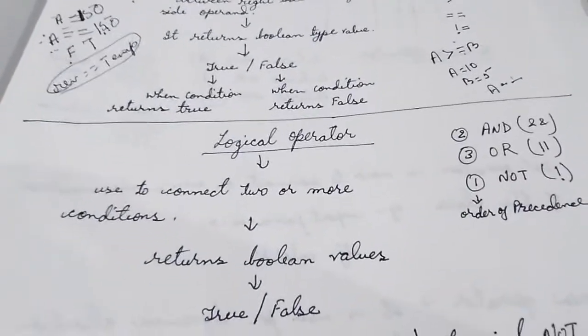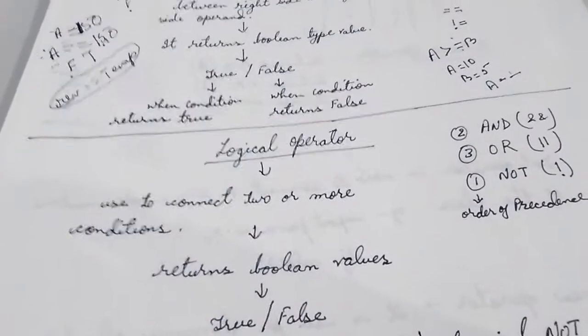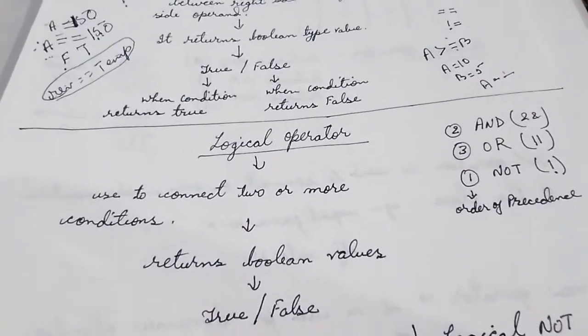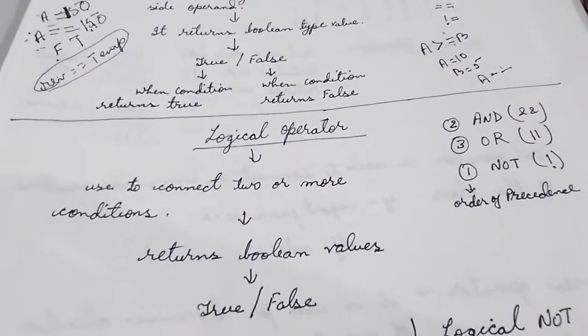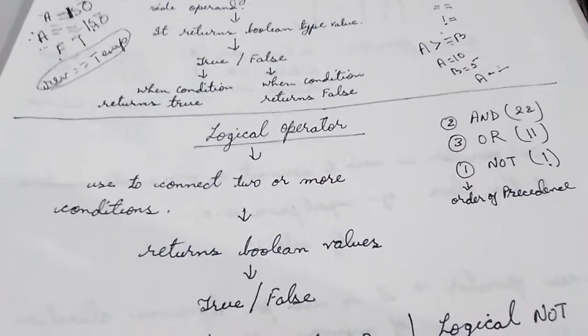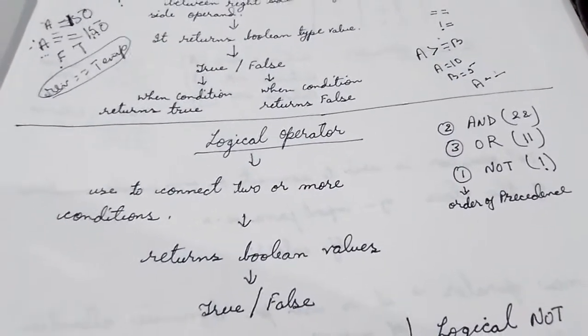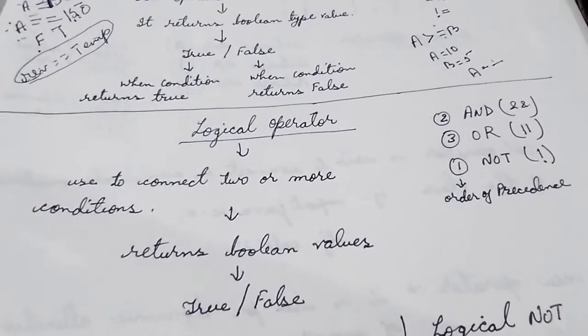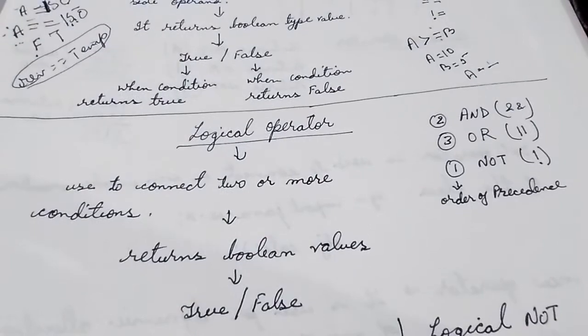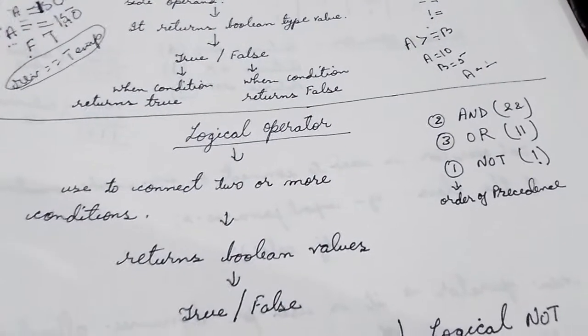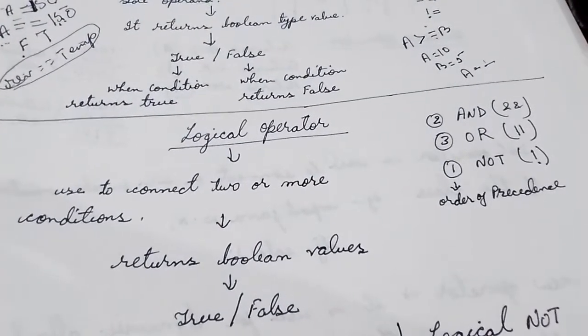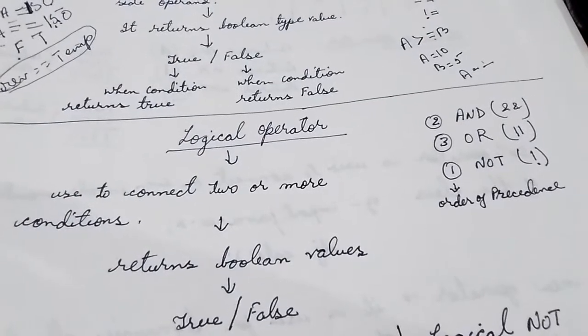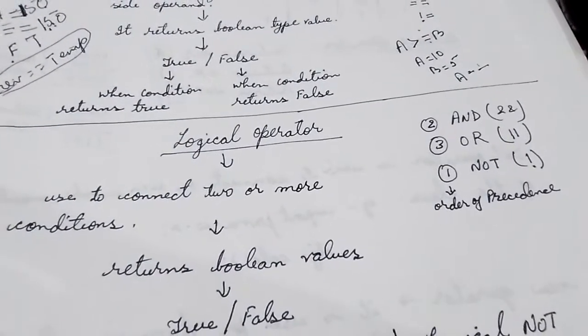Next is the logical operators. Now logical operators play a very important role. Using a relational operator, we can check only one condition at a time. But when we have to check two or more conditions under one if, we go with logical operators.